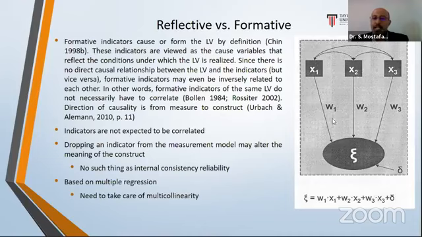So here you can see loading is not important. Here we talk about weight. So these weights and each item all together form or establish the latent variable. So we need to distinguish at the beginning of our research whether the type of each construct follows a reflective measurement model or a formative measurement model.